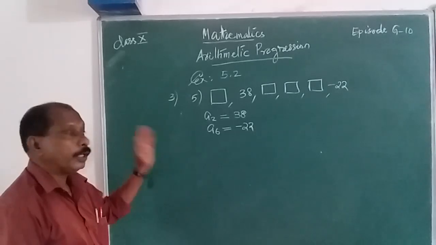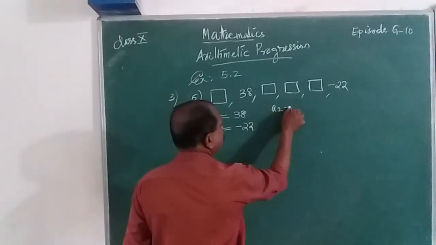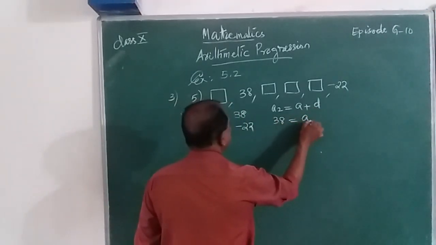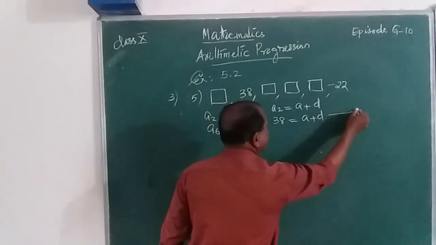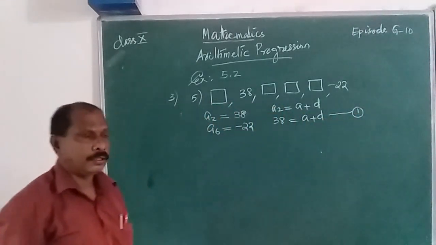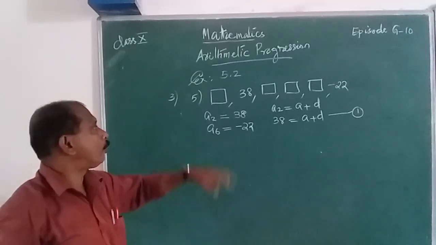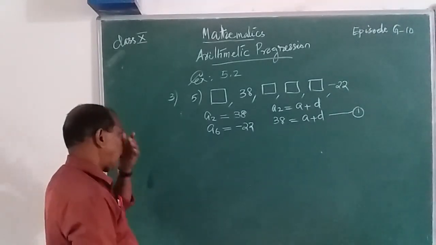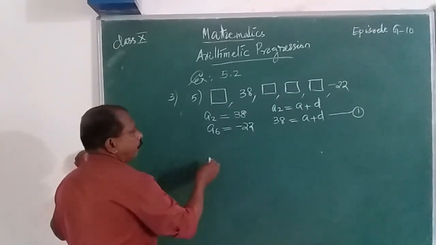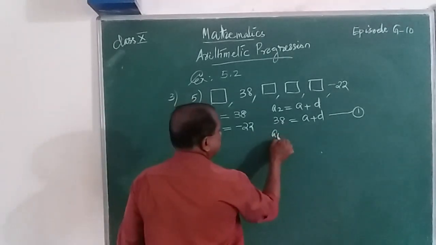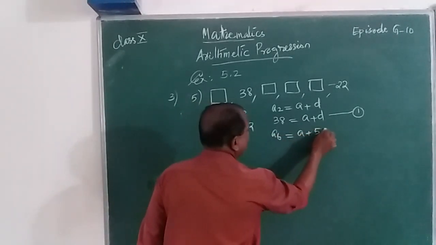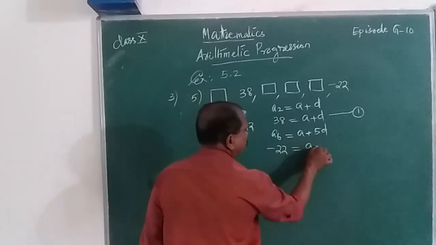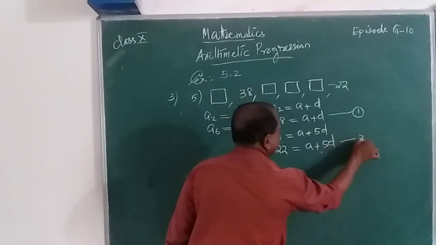What is A2? A plus D. That is 38 is equal to A plus D. That is an equation. There are two variables, A and D. We cannot find out A or D directly because first is A and D is added with it. Then what is A6? A6 is equal to A plus 5D. What is A6? Minus 22 is equal to A plus 5D. That is the second equation.